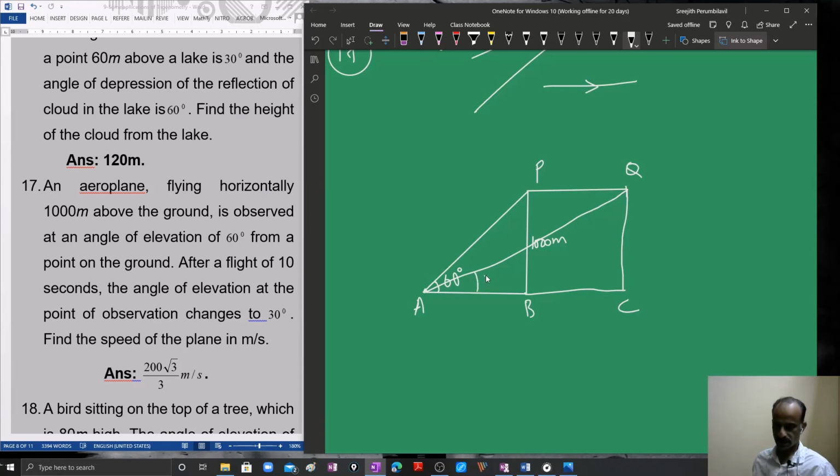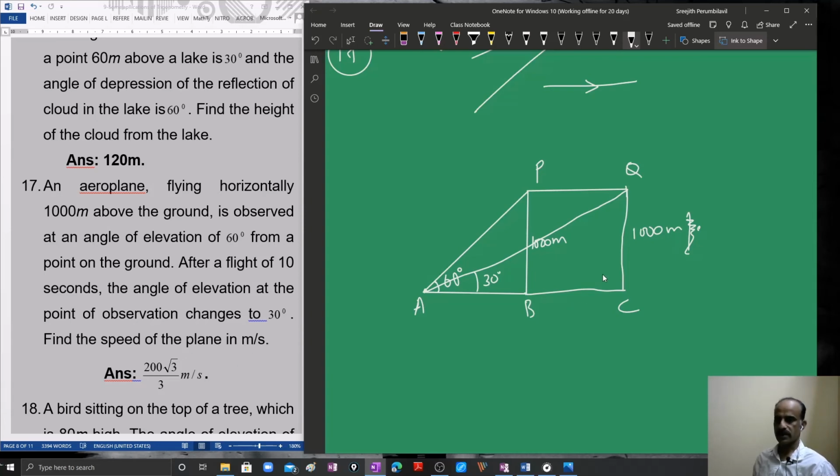This is 30 degrees. Let the initial position of the plane be P and the final position be Q. The time taken is 10 seconds, and the distance is 1000 meters. It is meters per second, so there is no need of conversion. Find the speed of the plane in meters per second.